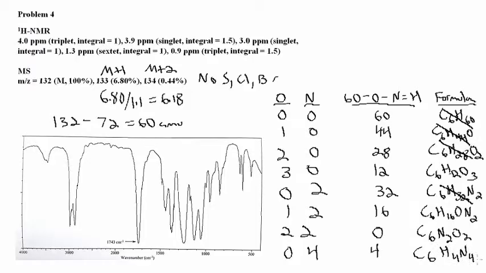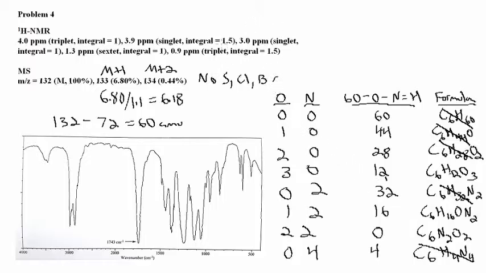C6H4N4, also a possibility. However, if we look at the IR spectra, we see a very prominent carbonyl stretch around 1743 wave numbers, and so we know that we have a C double bond O, and so we can eliminate the last possibility because there is no oxygen in this compound.